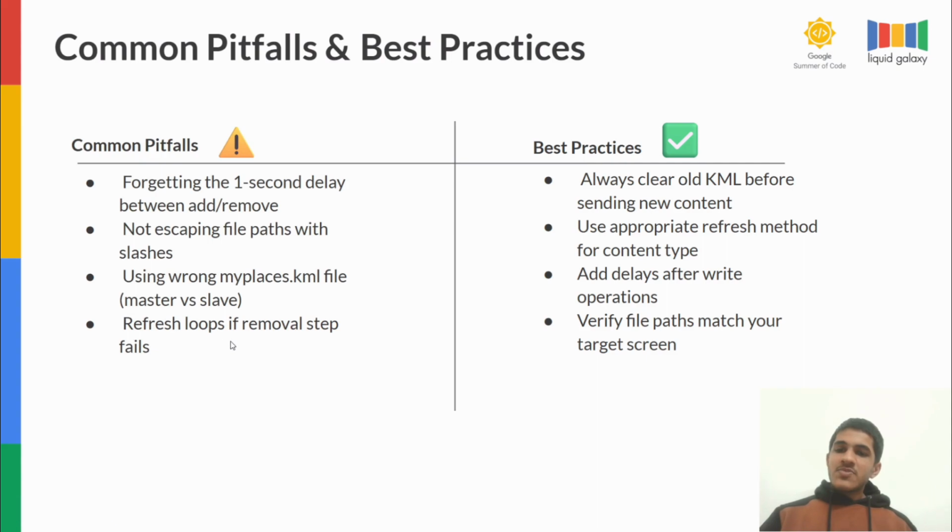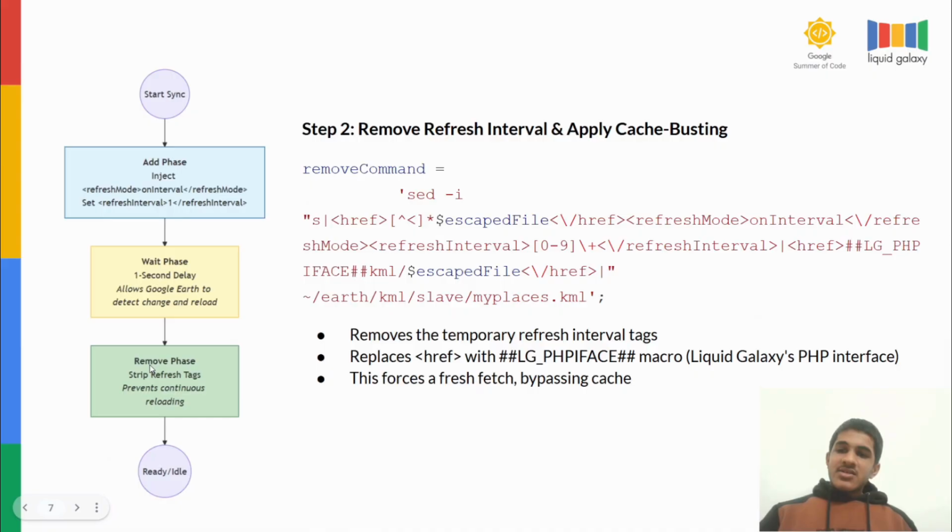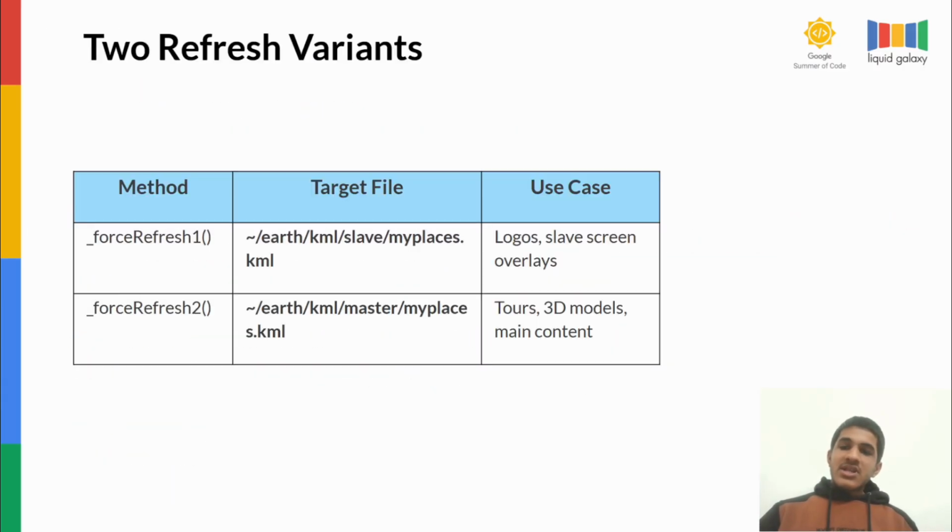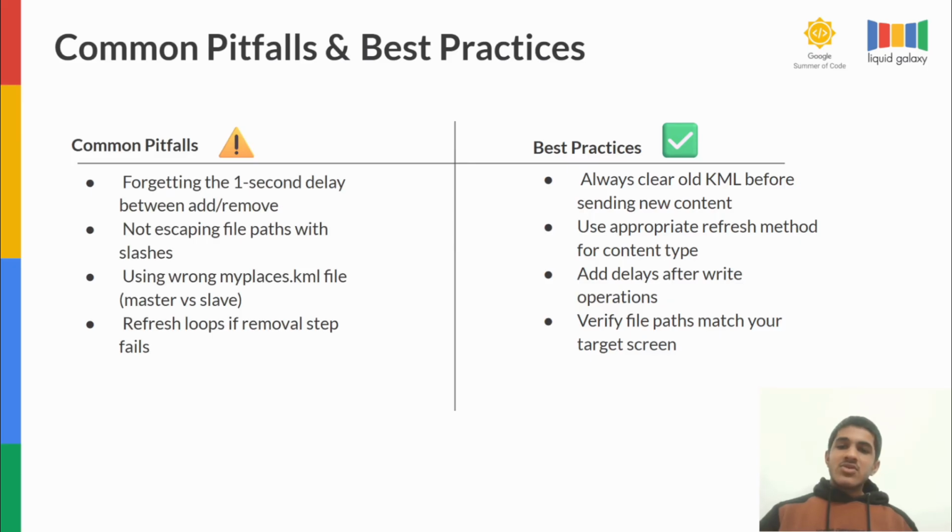The fourth one is refresh loops if the removal step fails. So it is important that you do the second step. If you neglect the second step, then it goes into a loop. So the loading things go into a loop and it never stops. So it is actually suggested to look into the refresh steps and make sure that the removal step is done. Now let's go to the best practices that one can follow here.